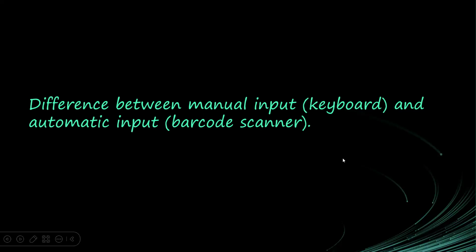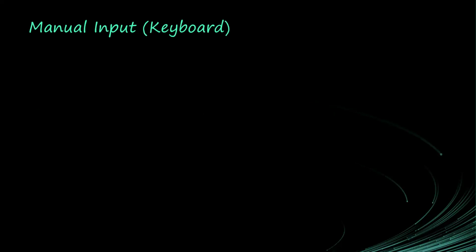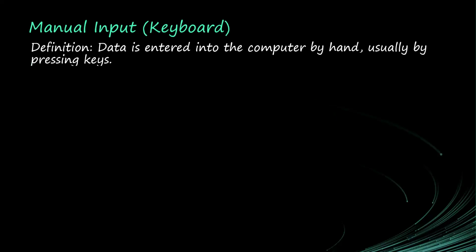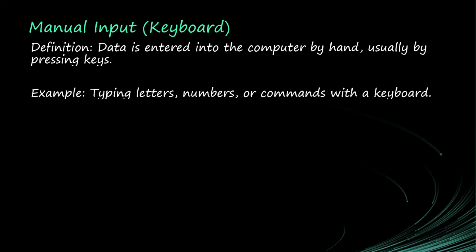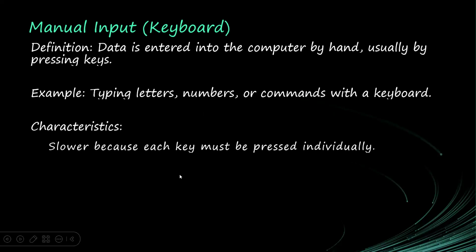So the last thing we'll talk about here is the difference between manual and automatic input. We have manual input devices and automatic input devices. In a manual input device, data is entered into the computer by hand, usually by pressing keys. So we have typing letters, numbers, and commands with a keyboard. The characteristics are they are slower because each key must be pressed individually. So manual input devices are slower than automatic input devices.